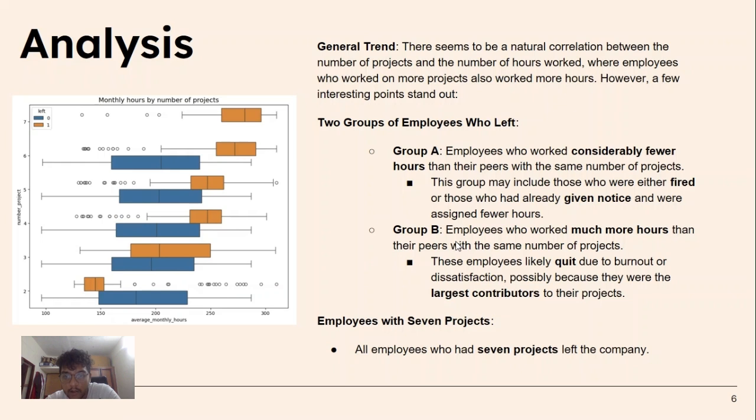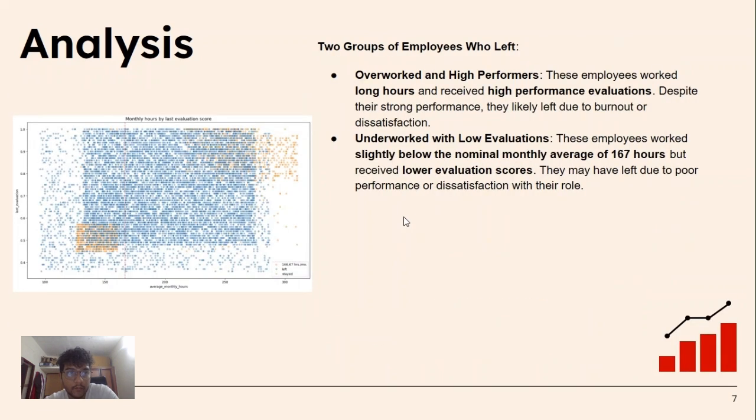And there is group B, that is employees who work many more hours than their peers. These employees most likely quit due to burnout or dissatisfaction. One more peculiar thing that we have noticed is that among employees with 7 projects, each and every employee has left the company. So we can maybe draw a conclusion that we shouldn't give any employee 7 or more projects, because they might quit the company because of burnout or dissatisfaction.